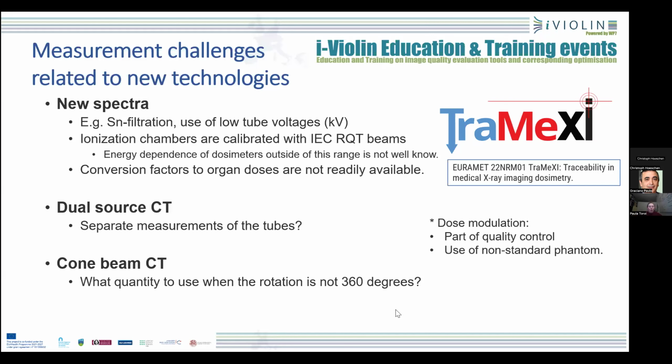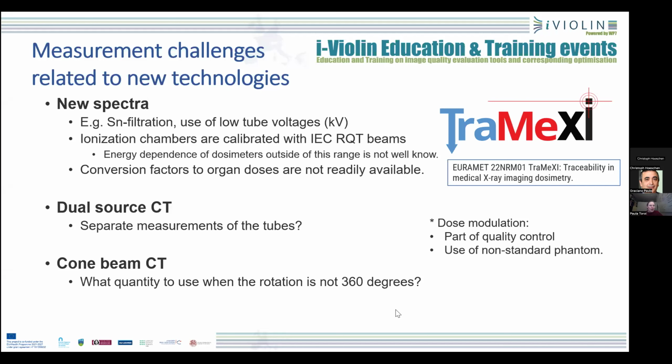Another challenge is that when we have new spectra, basically we cannot use the old conversion factors to organ dose that we have used before, and the factors are not readily available. One thing is also that we have nowadays these new CT systems where we have 2 X-ray tubes, and there we have similar challenges: can we do separate measurements of the tubes?